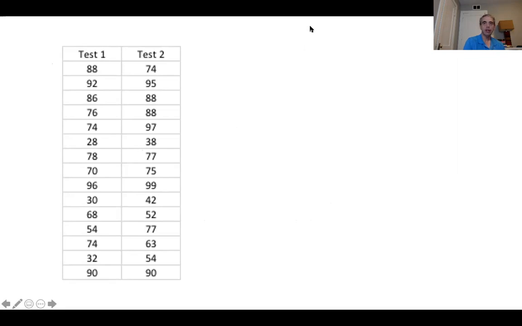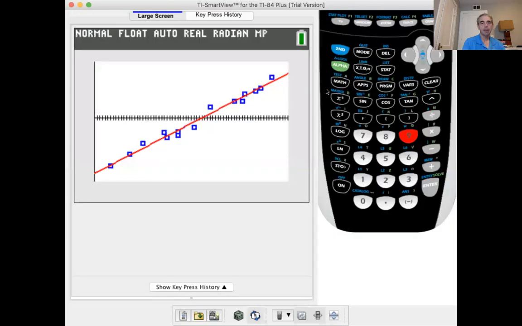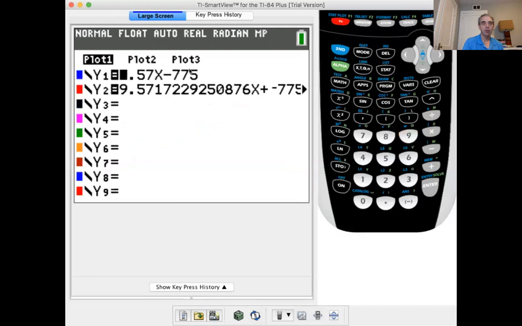So what do I need to do? I need to plug these numbers into the calculator. So I'll do that. I have all those old numbers there in L1 and L2. I'm going to clear those out and put the new numbers in there. So let's go back to the calculator. This is what we have. I think I can leave the stat plot on, but I'm going to hit y equals to erase these equations. That equation is gone. And I'm hitting delete or clear.